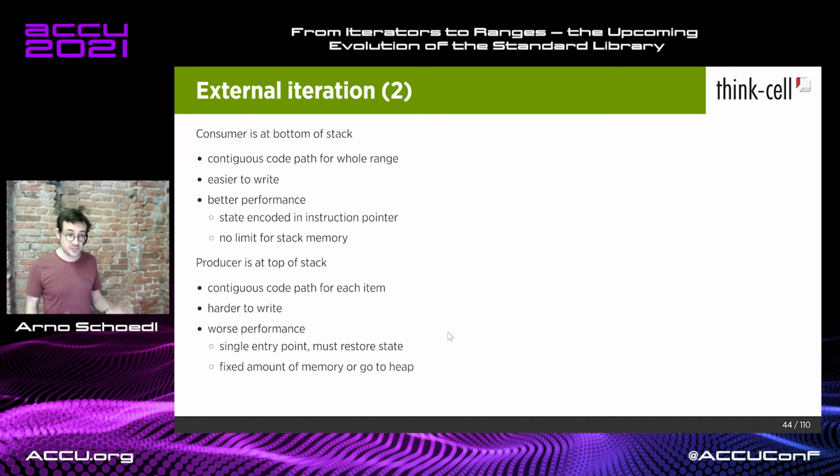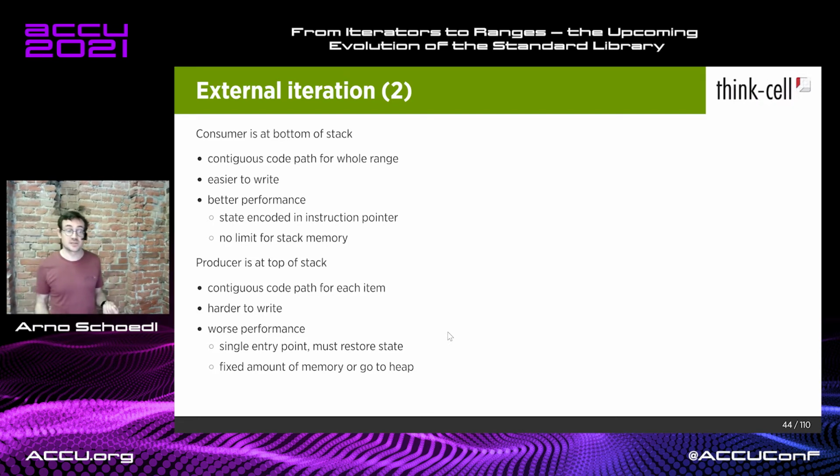Now, if you're sitting at the top of the stack as the producer, you only have a contiguous code path for each item. So the operator star of an iterator is called each and every time you want an item. And it's always the same call that's being made. And if you have a complicated data structure that you want to iterate over, you need to figure out, okay, where am I in that data structure and how am I going to continue with my iteration?